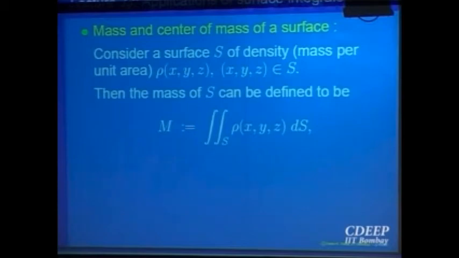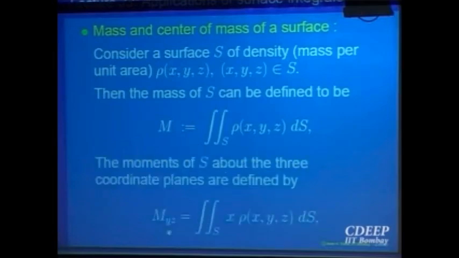Now, once you know the mass, you can also calculate the center of gravity for a thin sheet. Where does the center of gravity for the thin sheet lie? How will you calculate it? By calculating the moments about the respective planes. So let us calculate the moment around the yz plane. How much is the distance of a point from that plane? That is x. If you take a small mass, x is the distance, this is the density, this is a small piece. So this is the moment of that small piece around the yz plane.